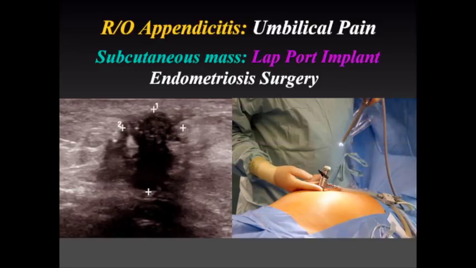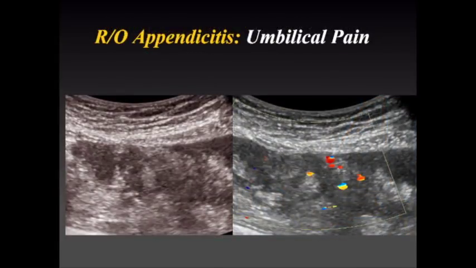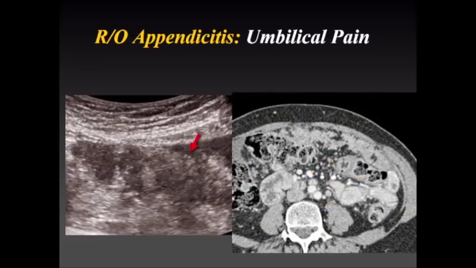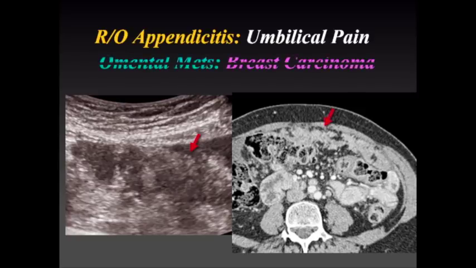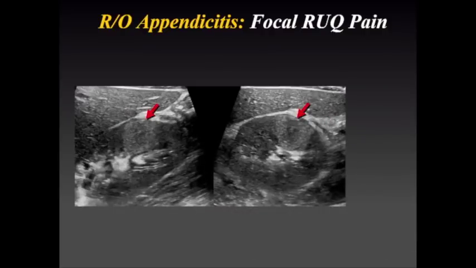And we see lap port implants from cancer as well. Ovarian and colon cancer are treated often laparoscopically, and it's important to look in those areas as well. This more elderly woman pointed right to her umbilicus, and here we can see a hypoechoic mass, not in the umbilical region, but in the region of the omentum. It's got flow within it, and this was this woman's presentation for her recurrence of metastatic breast cancer with omental caking from metastatic disease.